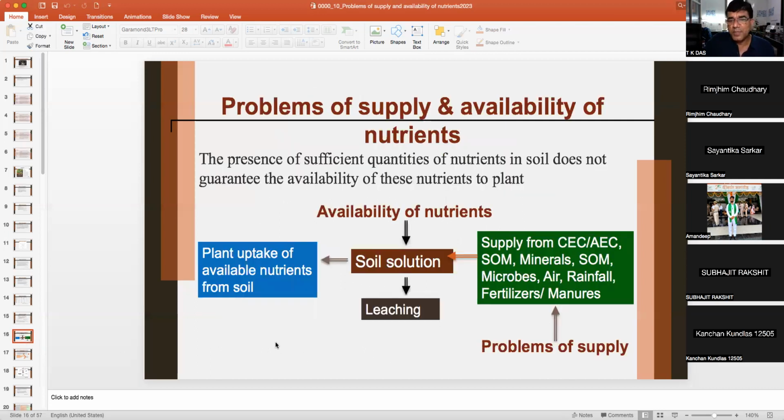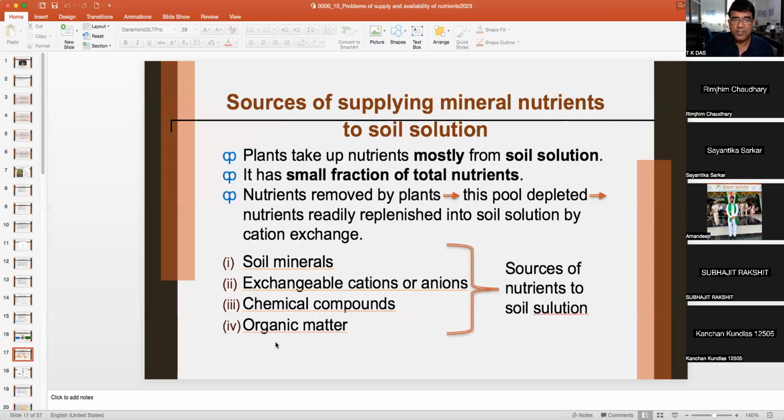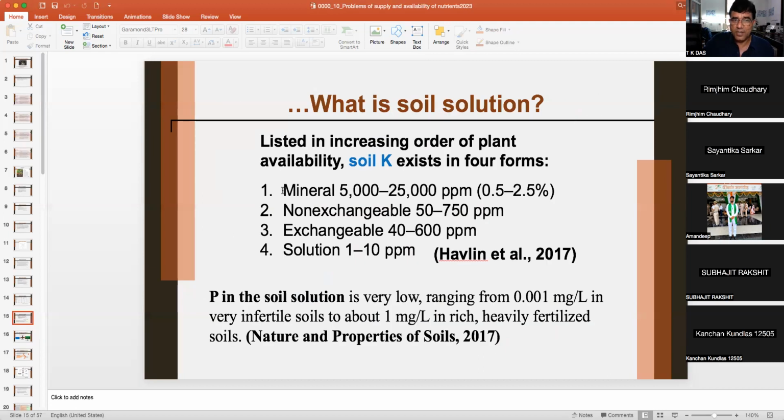Now you see the main subject is in this slide. What we are going to learn today is problems of supply and availability of nutrients. The presence of sufficient quantities of nutrient in soil does not guarantee the availability of these nutrients to plant. That you have already seen, that you have so much storage of potassium in the soil in this case, but it will never guarantee that this can be made available to the plants. Yes, it will be made available, but very slowly. There is a process.